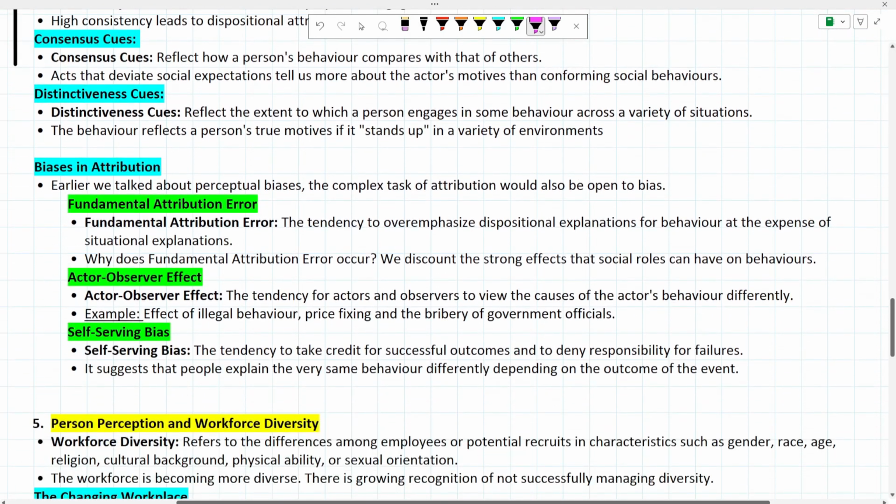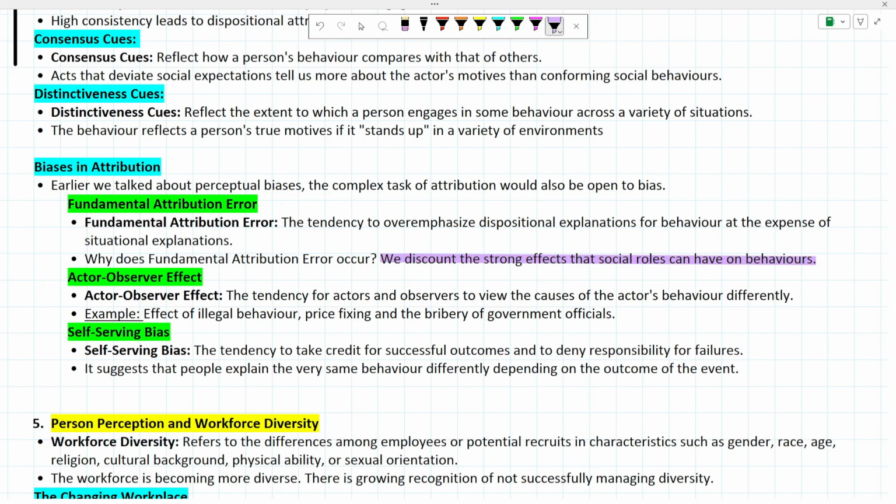Now, biases in attribution. Earlier, we talked about perceptual biases. The complex task of attribution is also open to bias. Fundamental attribution error is the tendency to overemphasize dispositional explanations for behavior at the expense of situational explanations. Why does fundamental attribution error occur? Well, we discount the strong effects that social roles can have on behaviors. I'll highlight that because that's very important. Many people might blame behavior solely on the person himself, but we must take into account how social environments or social roles can impact some behaviors.